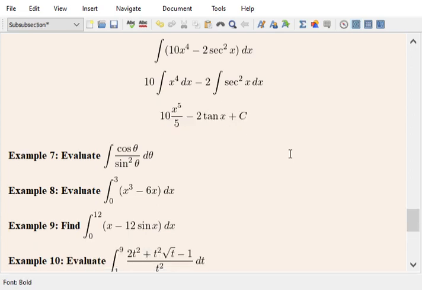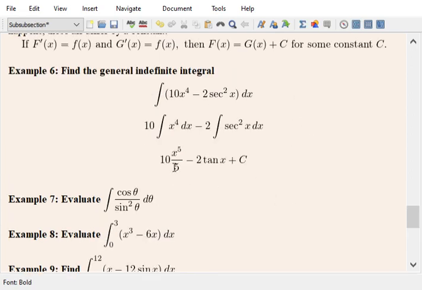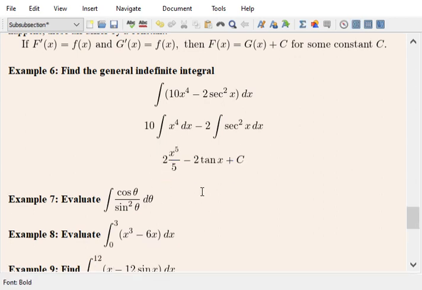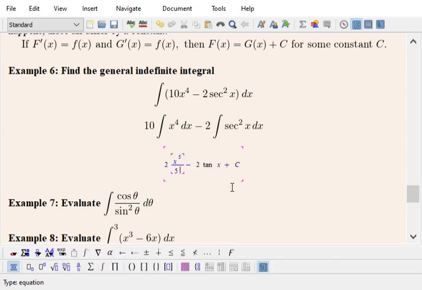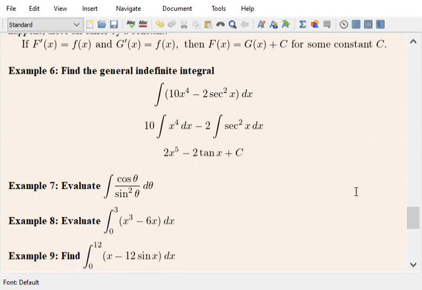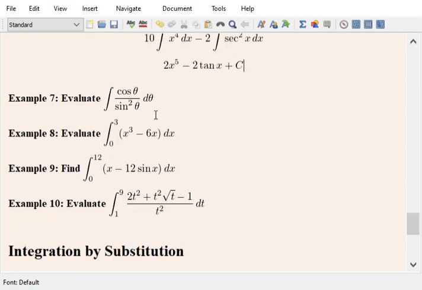And then we're done, so we add in the plus c. And we may as well clean this up a little bit. I mean, here we have 10 divided by 5. Well, 10 divided by 5 is 2. So there we go. So that's a little bit better, a little bit easier to look at.